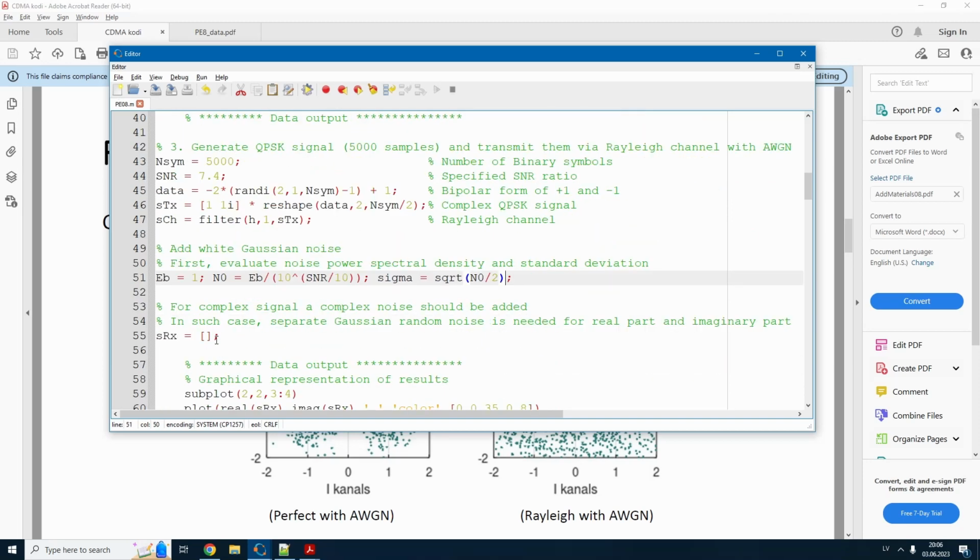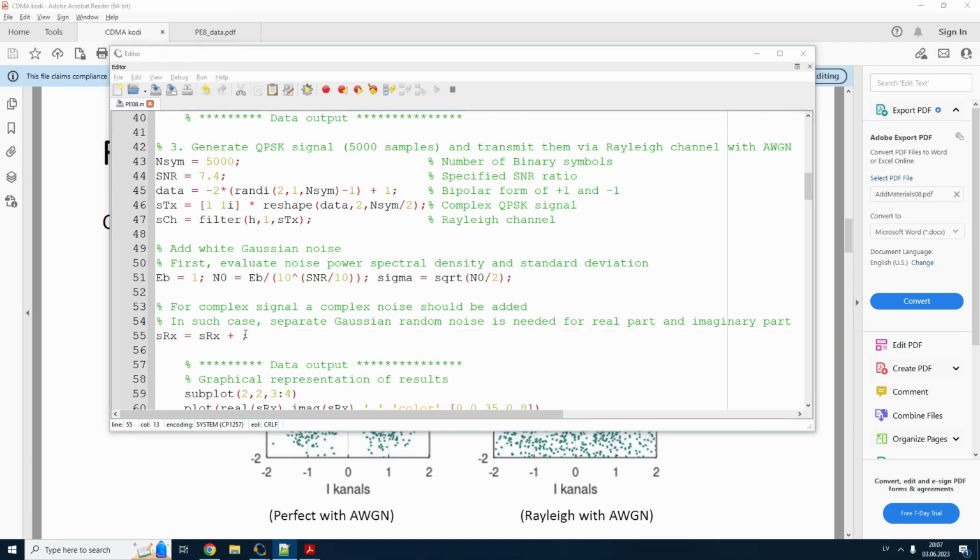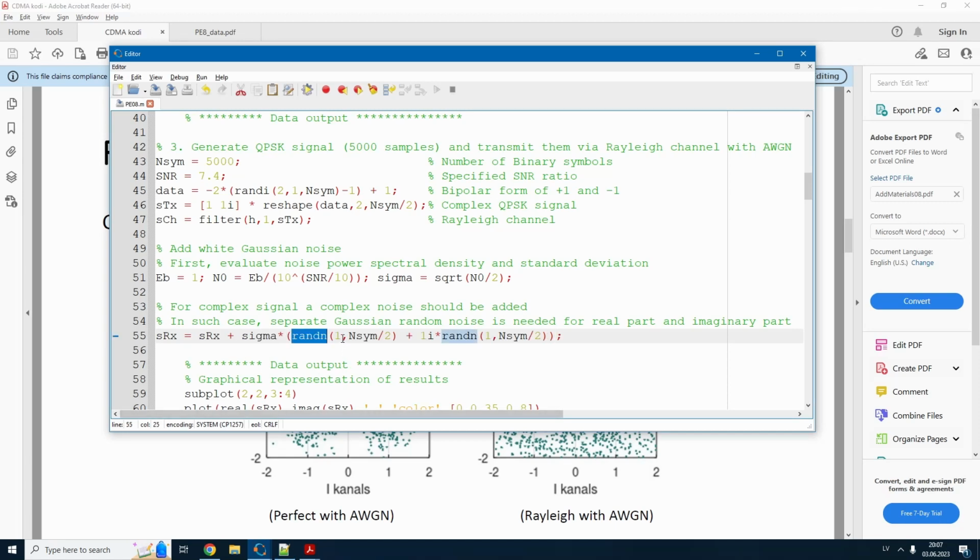Then we generate some noise, add it, yes, and have our constellation diagram ready. So SRX plus, yes, so this is our signal. Now we need to add noise in the complex form, so we multiply the sigma by a random normal generator. We generate random normal numbers in range from 0 to 1, and we generate 1 row and N symbol divided by 2 columns. We repeat this for the imaginary part and multiply it by 1i and add everything together.